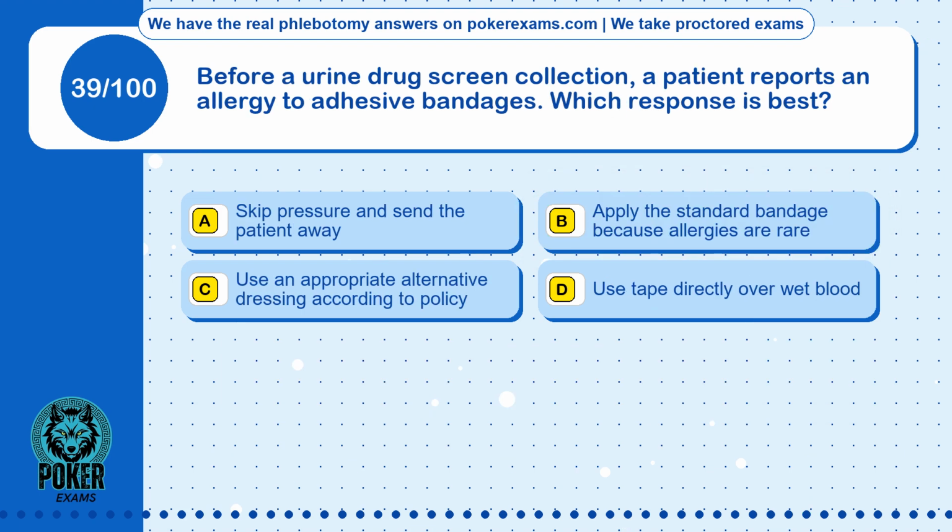Question 39. Before a urine drug screen collection, a patient reports an allergy to adhesive bandages. Which response is best? Option A. Skip pressure and send the patient away. Option B. Apply the standard bandage because allergies are rare. Option C. Use an appropriate alternative dressing according to policy. Option D. Use tape directly over wet blood.